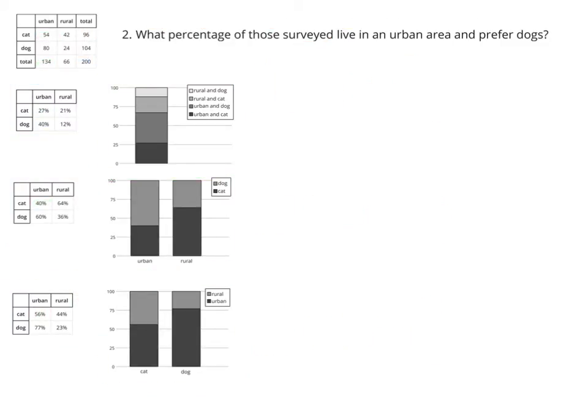For the second question, what percentage of those surveyed live in an urban area and prefer dogs? We're going to look at the first frequency chart to help us answer the question. You can see in this first table we're finding urban and dogs, and you can see that each of those show a 40% value. So that's our solution for number 2.